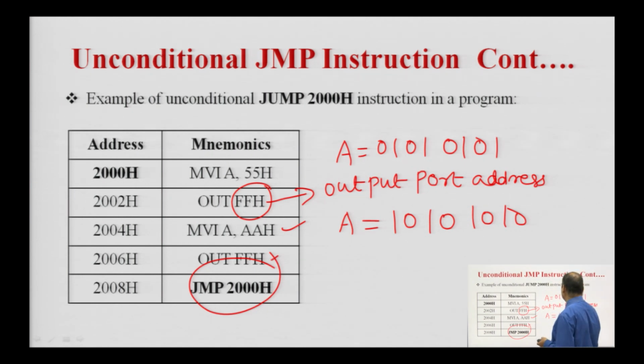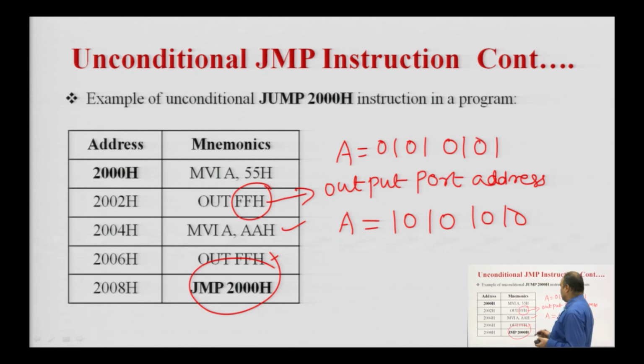This way we can see that the content of the accumulator toggles: 0 is replaced by 1 and 1 is replaced by 0. This is the meaning of toggling the content or the bits of the accumulator. So this program is used to toggle each and every bit of the accumulator. It will replace 0 by 1 and 1 by 0, and it will send this toggled bit to the output port having address FFH.